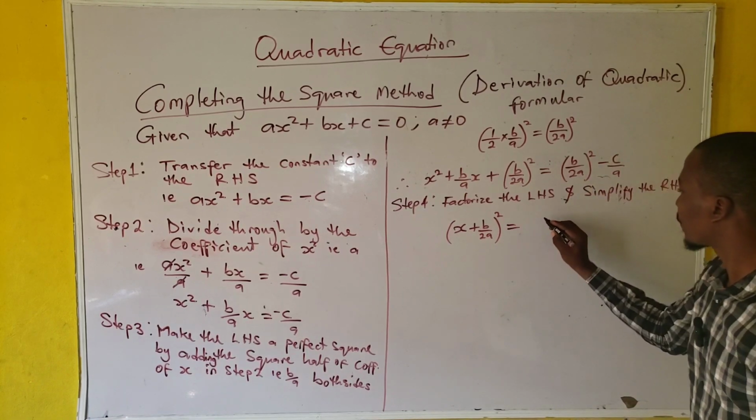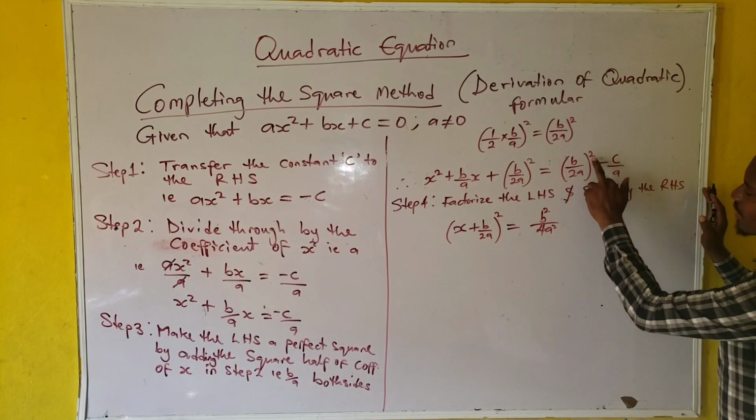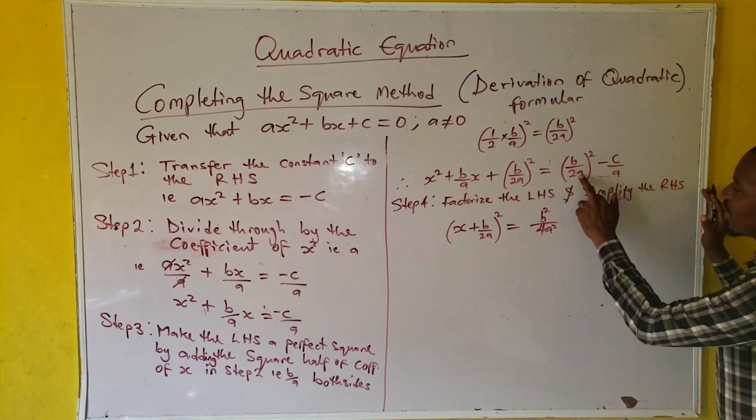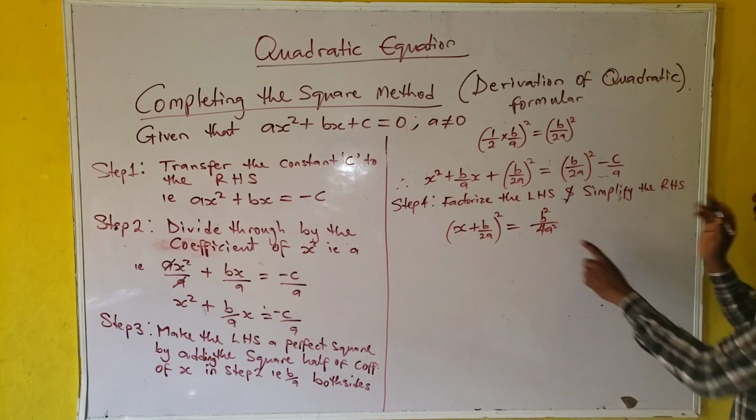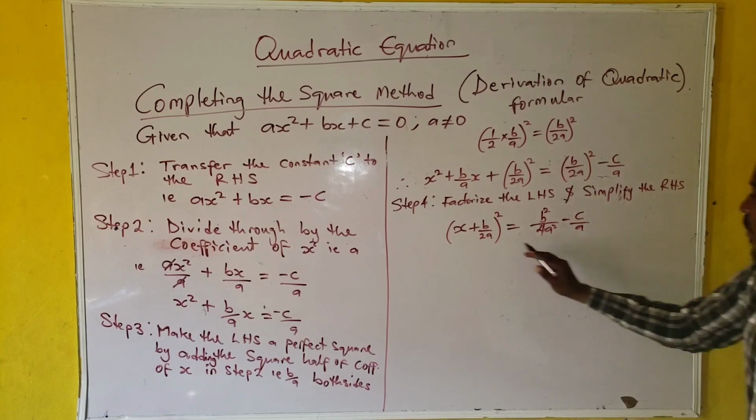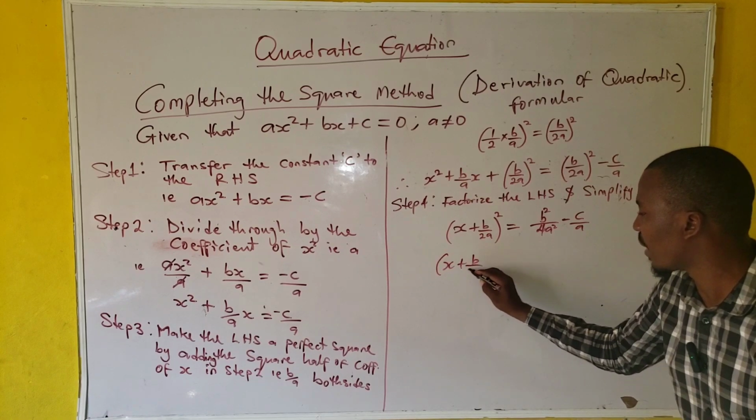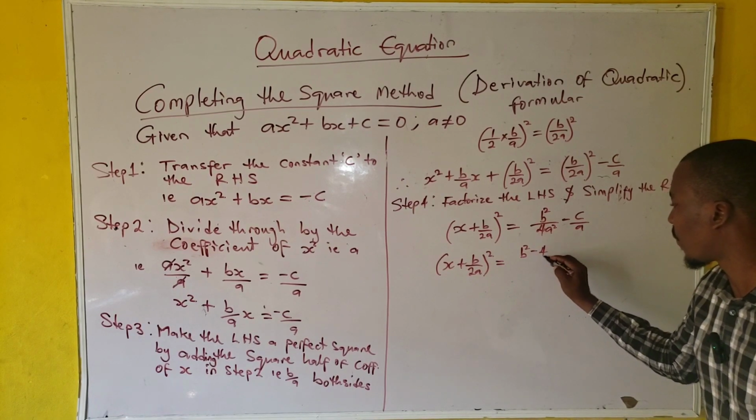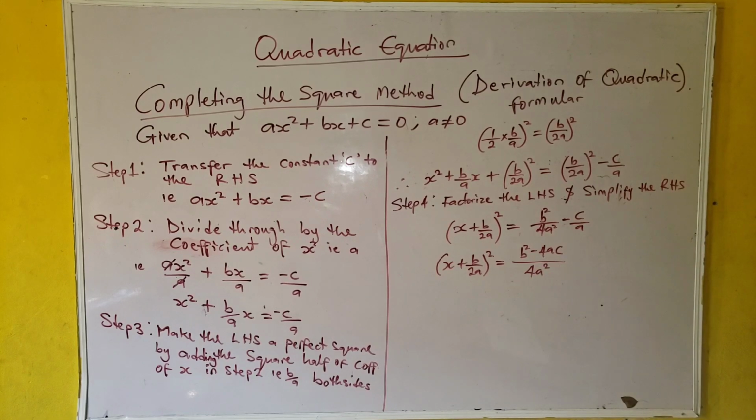So that will give you b square over 4a square, because each of these will take the squares. b square will affect b, square will affect 2, and square will affect what? A. So b square will give you b square, 2 square will give you 4, and a square will give you, of course, a square. So minus c over a. And when you simplify this right hand side, you are going to have x plus b over 2a all square equals b square minus 4ac over 4a square. So this is what we have after step 4.